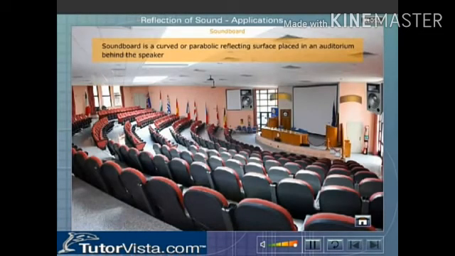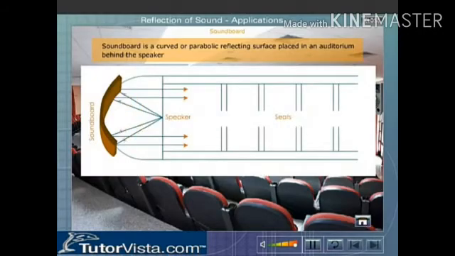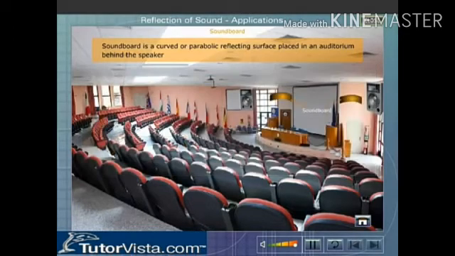Soundboard. Soundboard is a curved or concave reflecting surface. A soundboard is placed in an auditorium behind the speaker. It is used to improve the quality of sound. The sound waves incident on a soundboard are sent evenly towards the audience. This helps to improve the quality of sound heard by the audience.